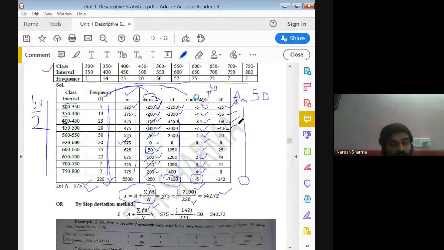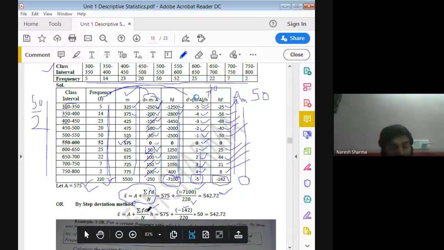Similarly, 20 into 2 is 40 with minus sign. 15 into minus 1 is minus 50. Similarly, 25 into 1, 25. 22 into 2, 44, and so on. Sum all these, 142 with minus sign. Just put it in the formula, divided by n, which is already calculated.